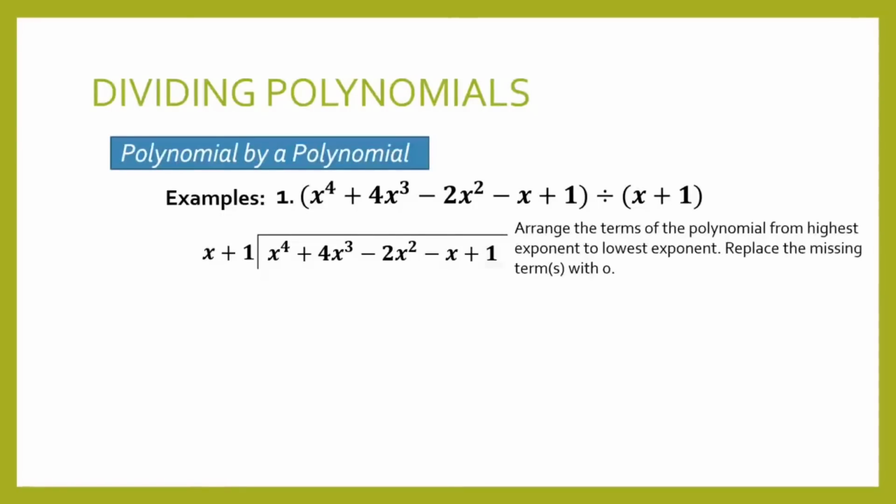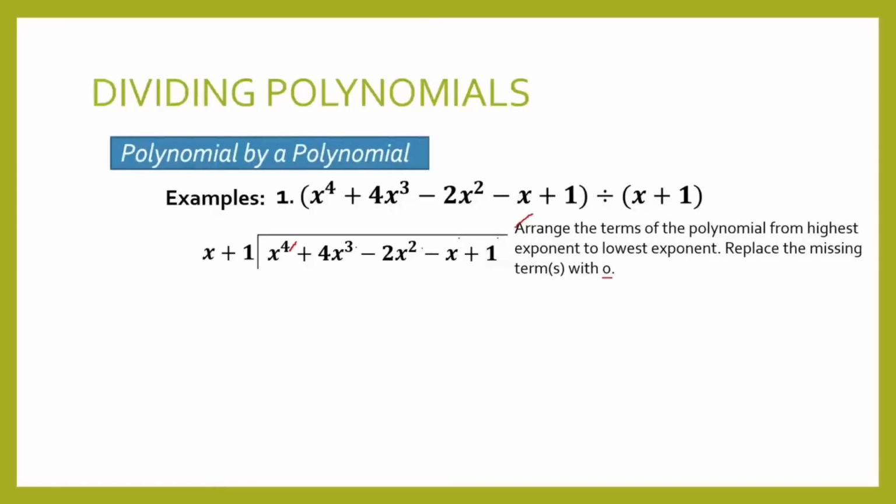So before we start, we must make sure that the terms in our dividend are arranged from highest exponent to the lowest exponent. Now, in case there is a missing term, we will replace it with 0. Since in this example we have the exponents 4, 3, 2, and this is 1, and then this is the constant, there is no problem.